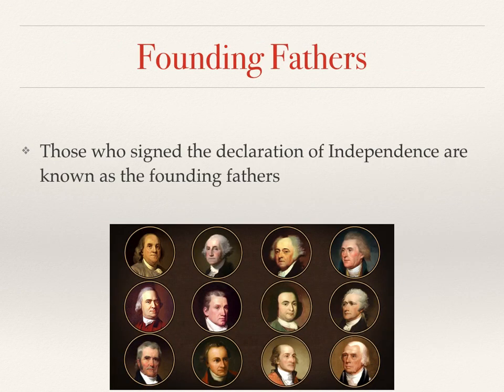The signing of the Declaration by the Founding Fathers, which is the name of the signatories, is a huge moment in the history of the world, not just America. However, it is important to point out some of the issues with it.